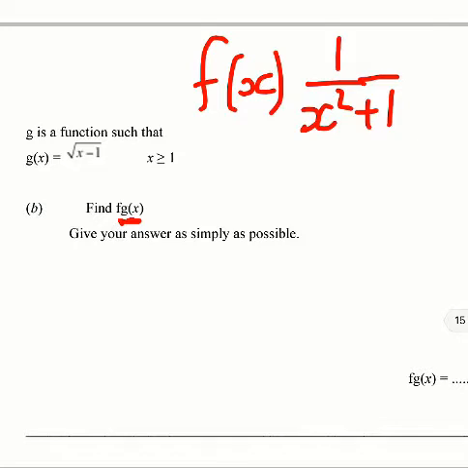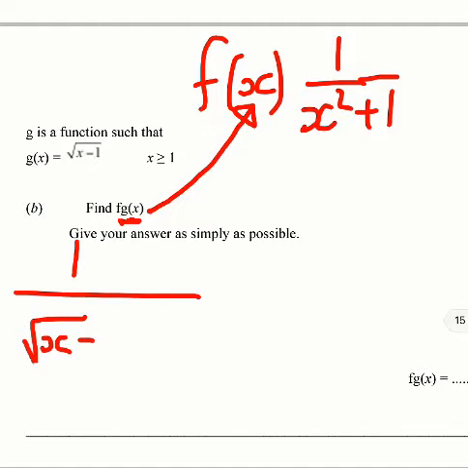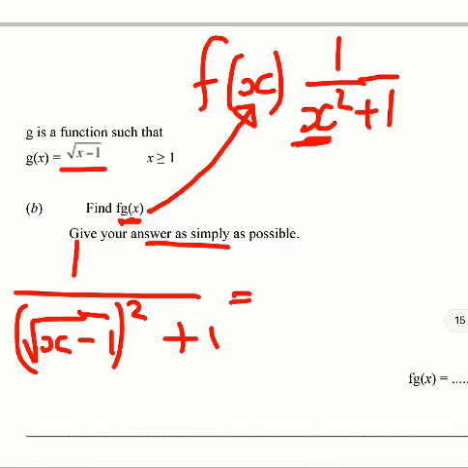So what this means is we're actually going to end up replacing the x in the f function by the whole function g of x. So wherever we find an x in the f function, we will replace it with g of x, which is root x minus 1. So that would mean that instead of having 1 over x squared plus 1, we'll have 1 over root x minus 1, and we still need to square that, plus 1. So all I've done is I've replaced this x with the function g of x, and we're just going to do a little bit of simplification because it wants us to give the answer as simply as possible.